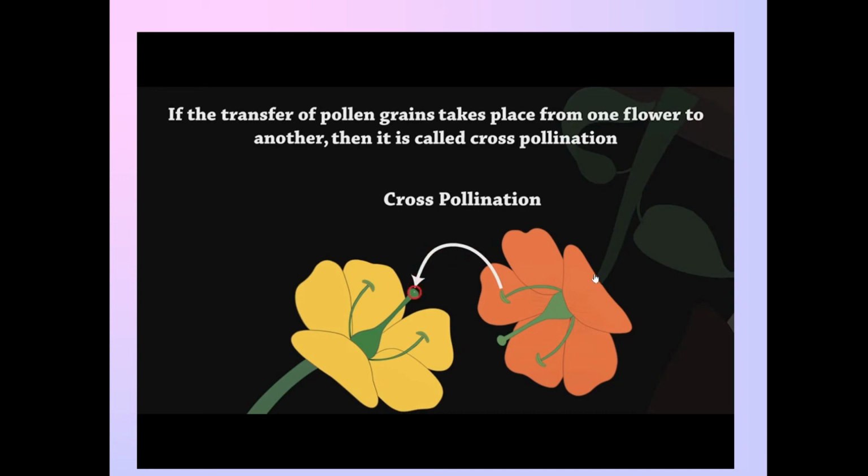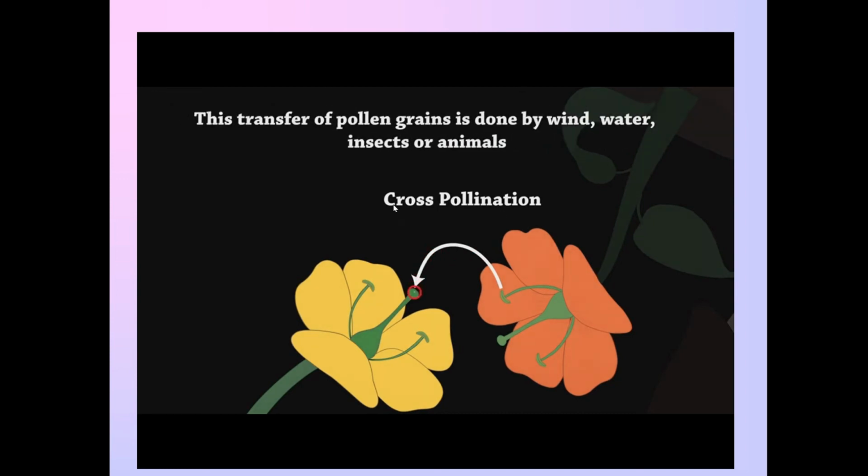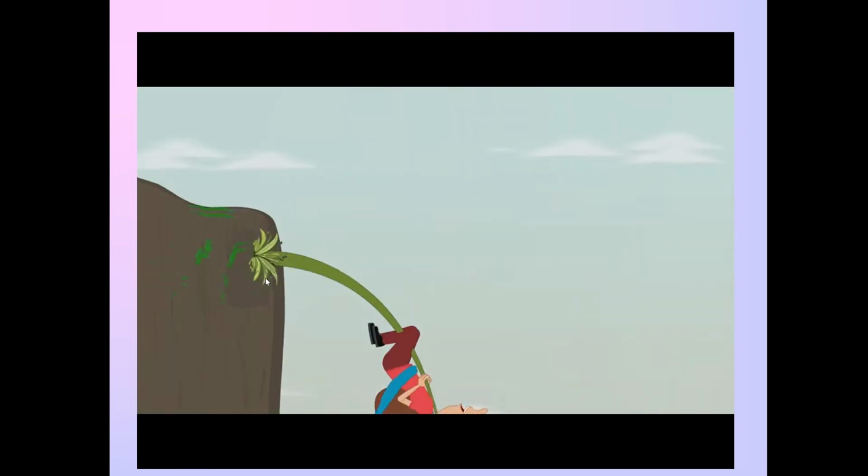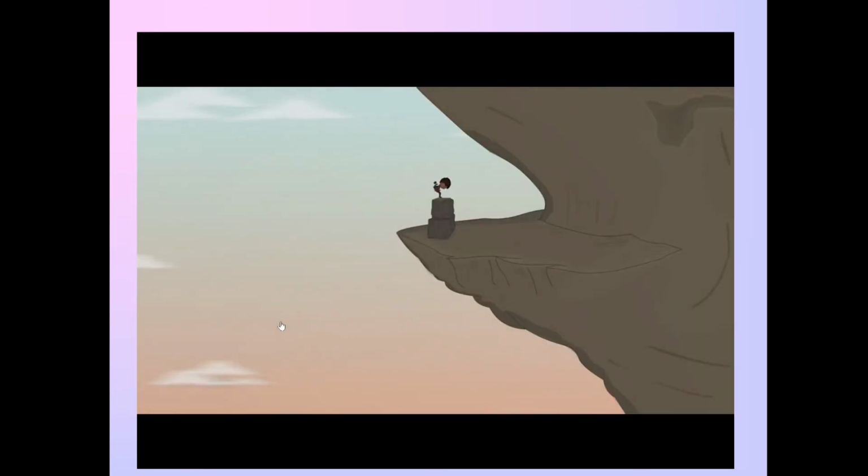Different flowers grow in another place. This transfer of pollen grains is done by wind, water, insects, or animals.